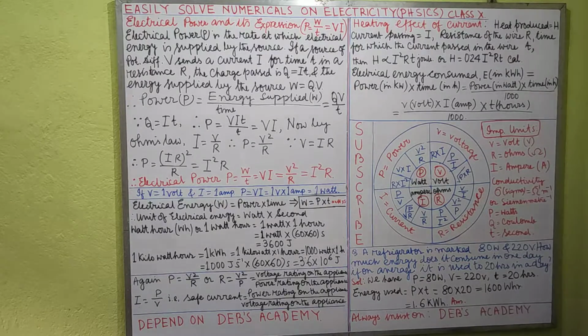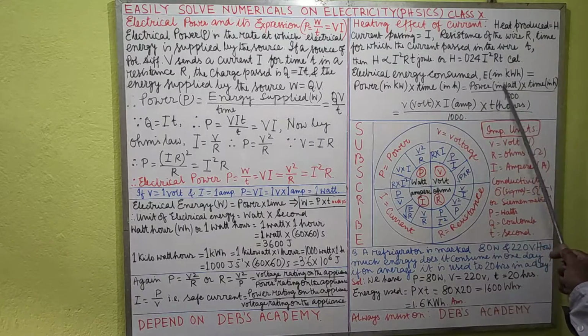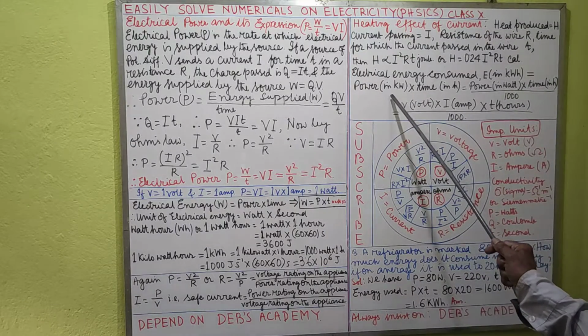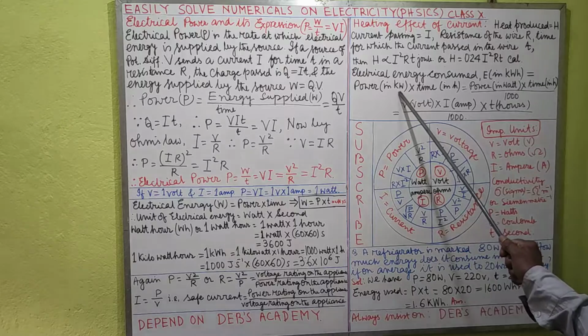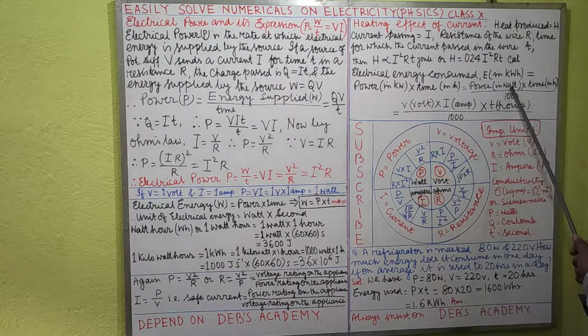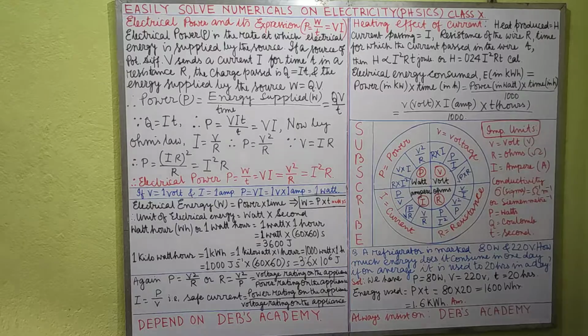And electrical energy consumed, E in kWh, is equal to power in kilowatt into time, because power into time equal to energy. The power in watt and time in hour, divided by 1000. Why is it 1000? Because it is in kilowatt, whereas here it is watt. 1000 watt equal to 1 kilowatt. That is V into I into T, where V is volt, I is ampere, and T is hours, divided by 1000.